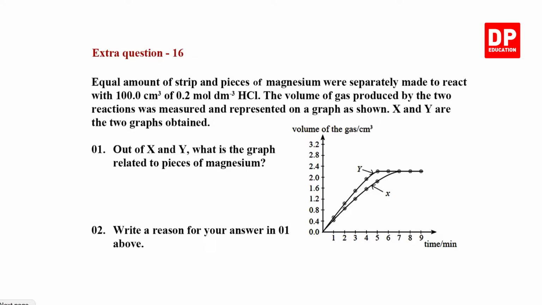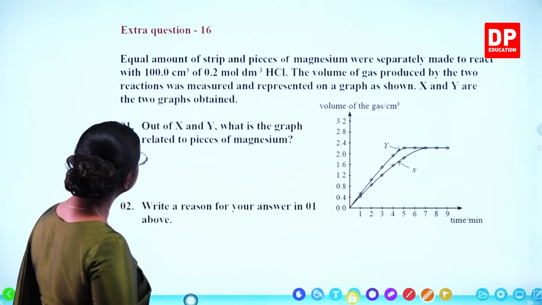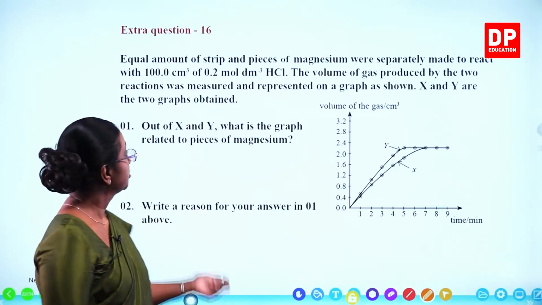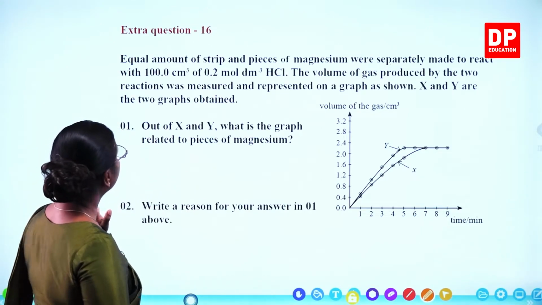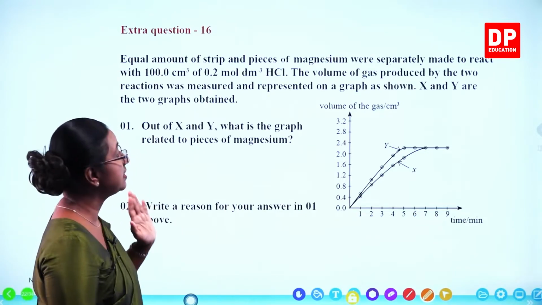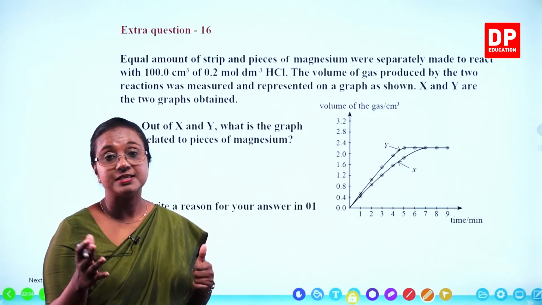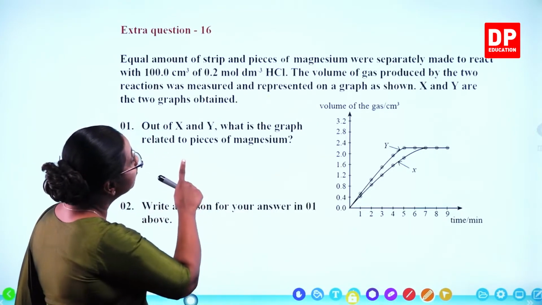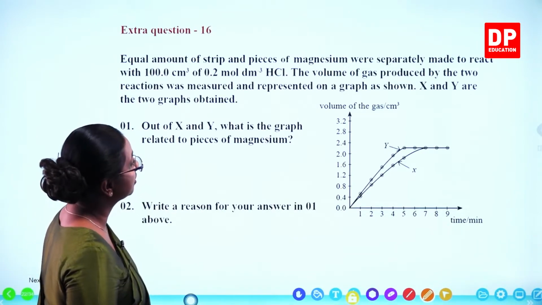Extra question 60. Equal amount of strip and pieces of magnesium were separately made to react with 100 centimeter cube of 0.2 moles per decimeter cube HCl. So they have given the volume, they have given the concentration of hydrochloric acid, and they have said equal amount of strip and pieces of magnesium. So the mass is the same, but when they use strip and pieces, the surface area of magnesium changes. So you can understand that. The volume of gas produced by the two reactions was measured and represented on a graph as shown.